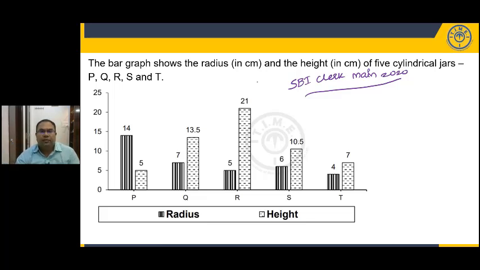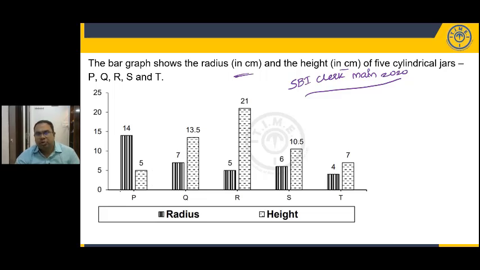The bar graph shows radius in centimeters and height in centimeters of 5 cylindrical jars P, Q, R, S, T. The first bar shows radius, the second bar shows height. All these are in centimeters.